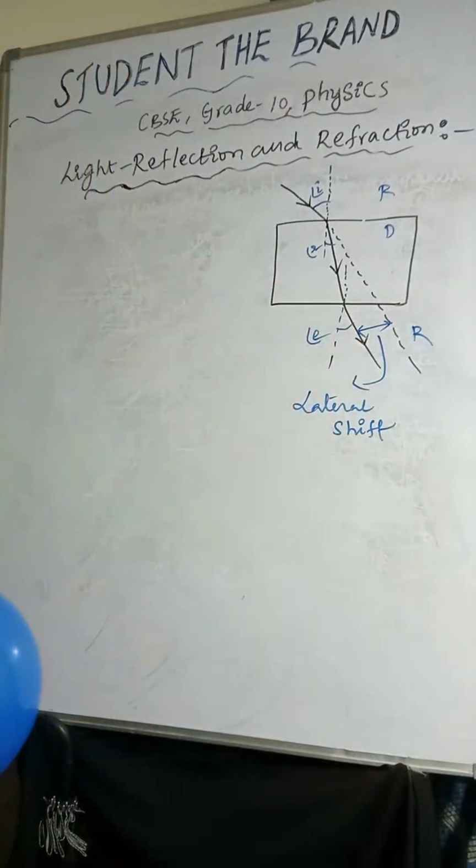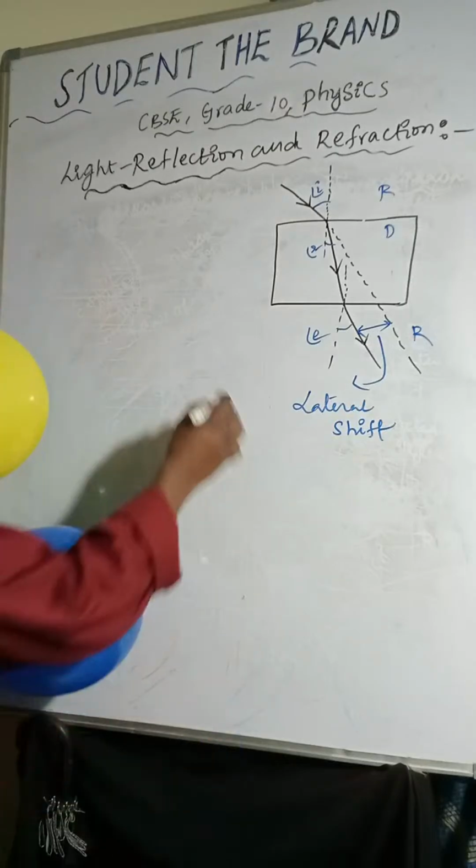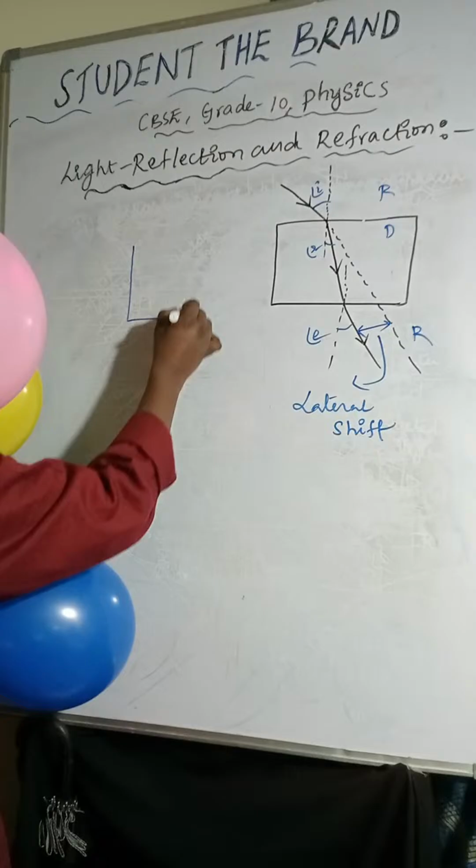Lateral shift: the distance between the emergent ray and the extended incident ray is called lateral shift. Coming to the vertical shift, here I am taking a glass.